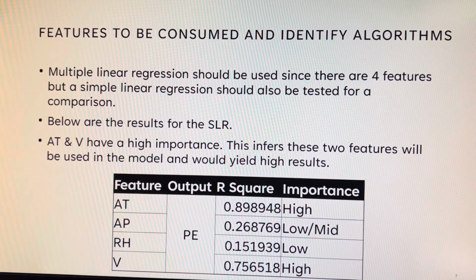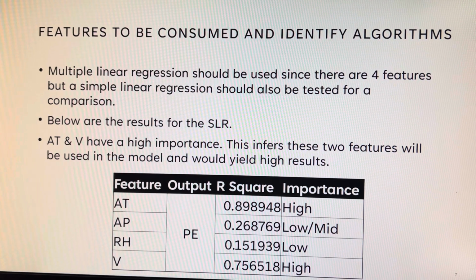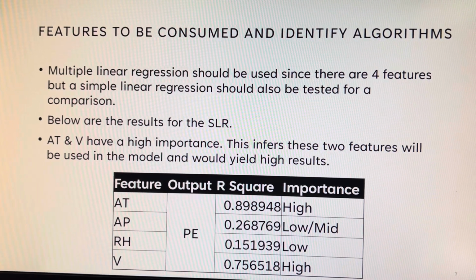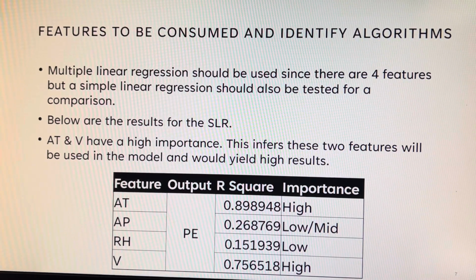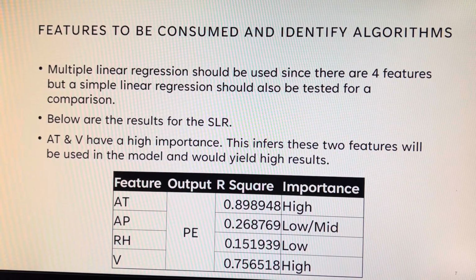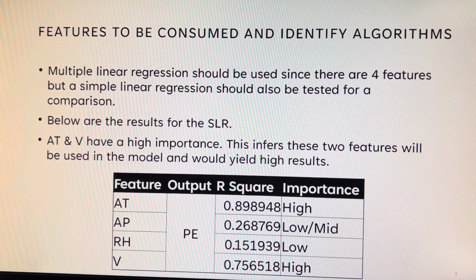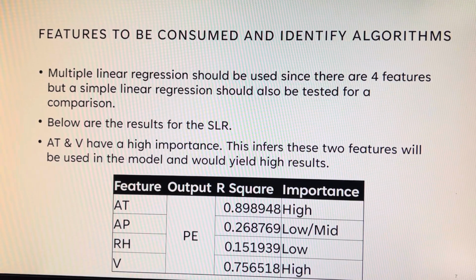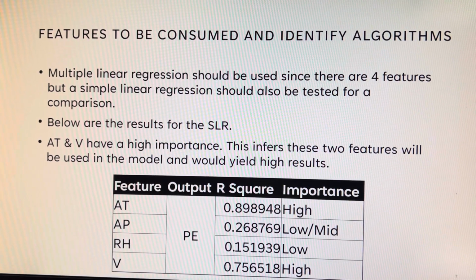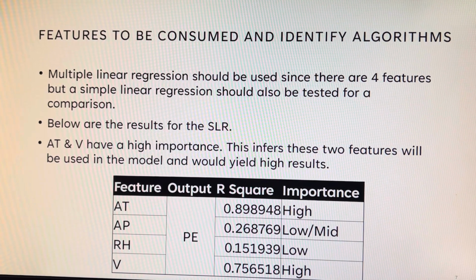So as you can see, AT and V are of high importance. I'd like to note that typically when it's over 0.7, that usually results in getting good quality from your model. As you can see, AP and RH are on the low to mid of importance. But overall, it does infer that with using AT and V, we're definitely going to have high yield results.